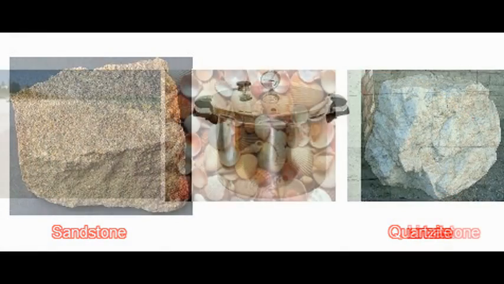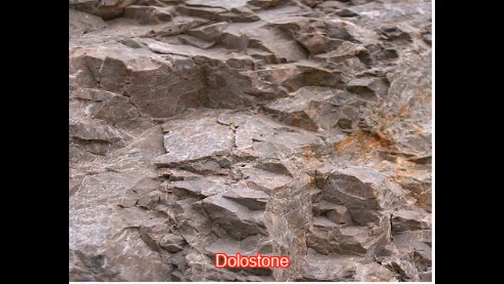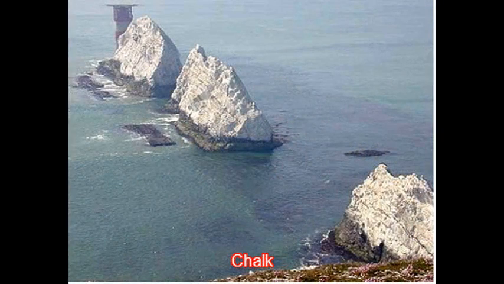To make limestone and dolostone, mix quartz with calcite from seashells and press and heat until it turns to limestone. Add dolomite to make dolostone. Soft limestone is called chalk, used to write on blackboards.